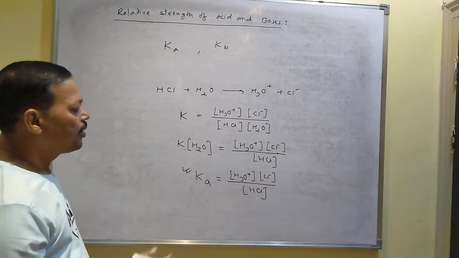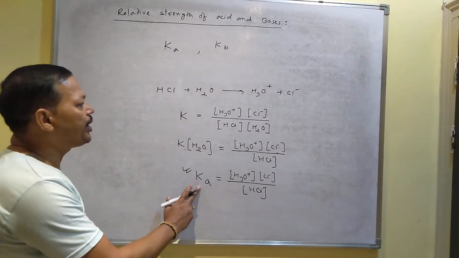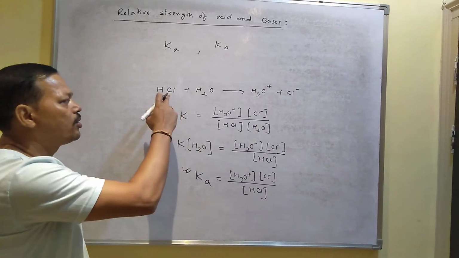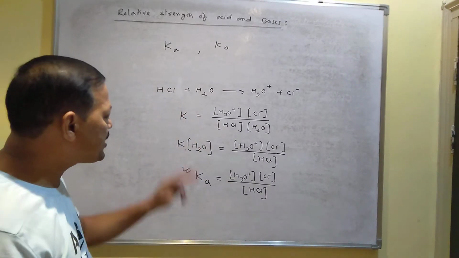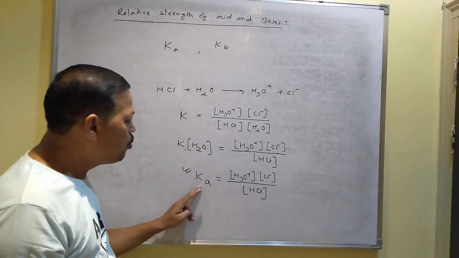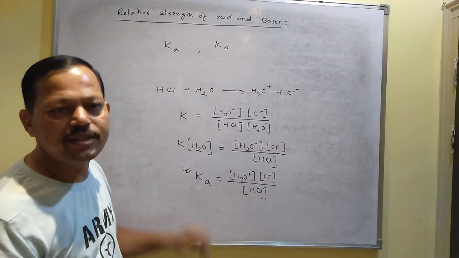So that is what: the higher the value of Ka, the stronger is the acid, and the lower the value of Ka, the weaker is the acid. Similarly for base, the higher the value of Kb, the stronger will be the base, and the lower the value of Kb, the weaker is the base.